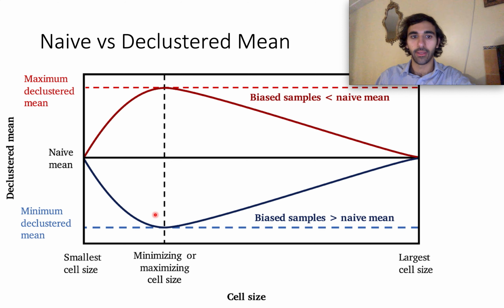And one approach would be to choose our cell size. We could just choose whatever maximizes or minimizes our declustered mean. But there are also other ways of doing so, depending on your data set and application.